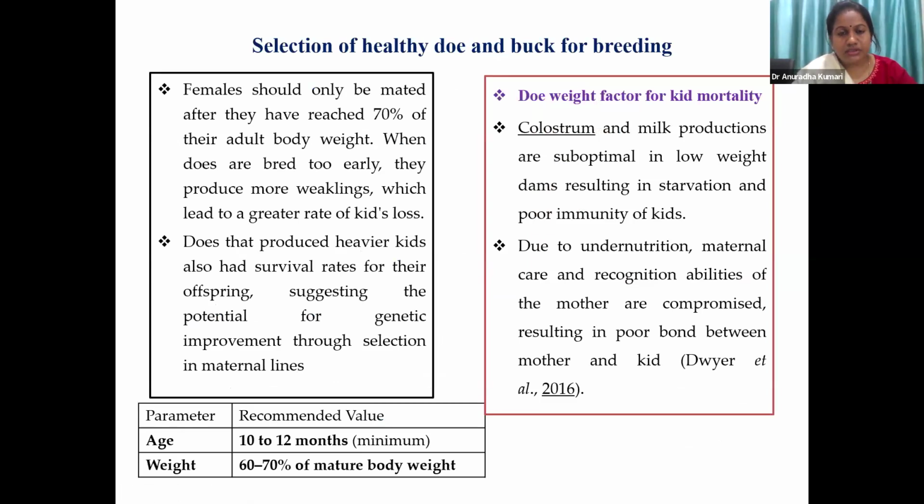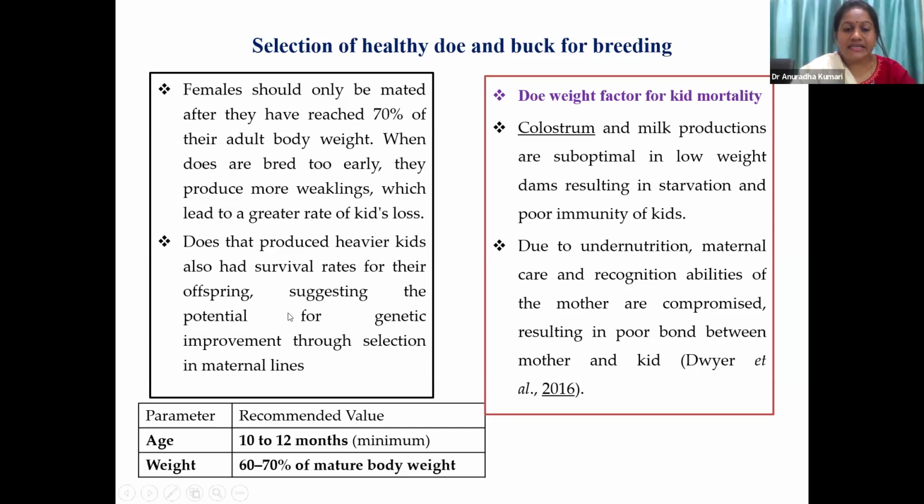Along with udder conformation, age is also an important criterion for the selection of the future mother. Normally, at the age of 10 to 12 months, the female is selected for breeding. It is not only the age, it is the body weight that should be given due consideration. The female is used for mating only when she reaches 70% of the adult body size. If we select a mother too early, it results in the birth of weak kids that are prone to mortality. Those who produce heavier kids have a better survival rate.